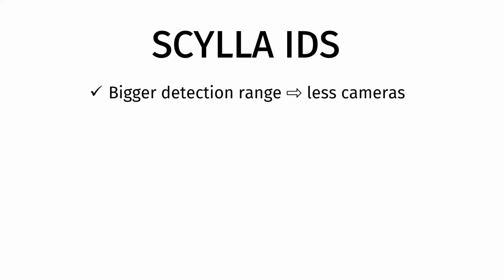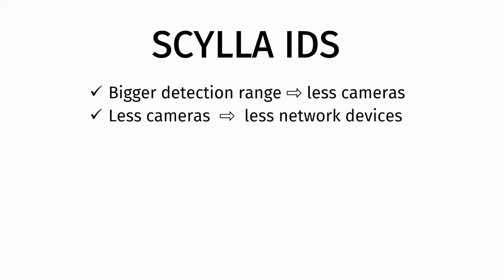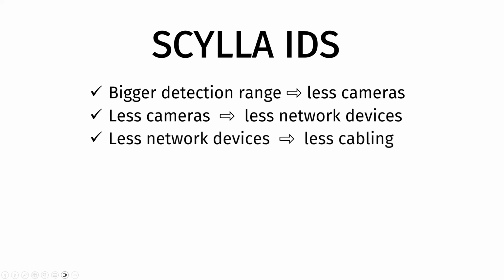Because instead of 180 cameras, they said that they can achieve the same thing with 90 cameras, which means that they saved like 90 times the price of the camera. But that's not it, because fewer cameras means that they can use fewer network devices. So you don't need to invest so much in routers, in switches, and so on. What else? Fewer network devices means less cabling. You know, the copper is really expensive right now, so the cabling is also expensive.